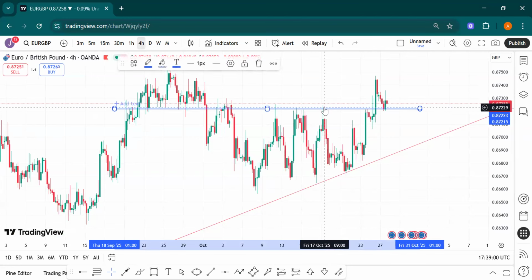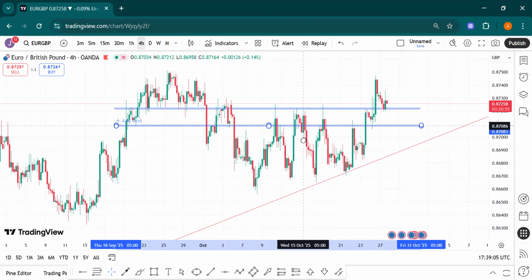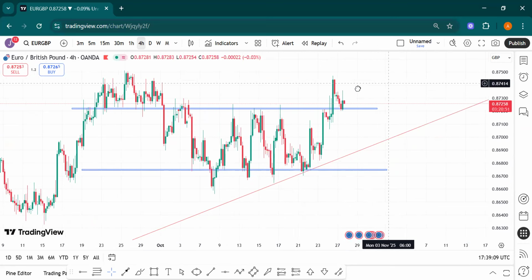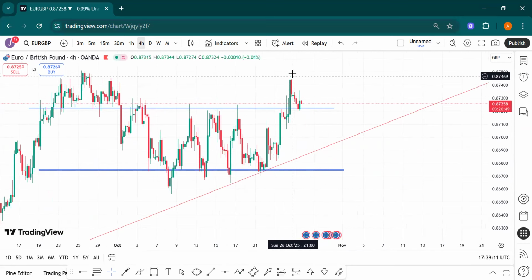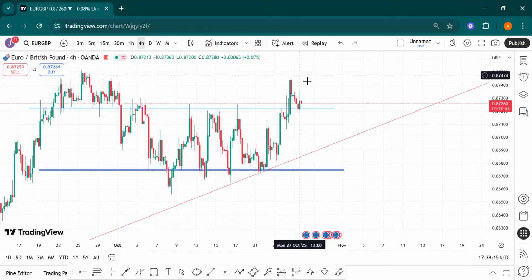So if I pull this way and then I clone what I have here, I can bring it back. So we can see that the market went into like a mini range on the 4 hour time frame. It broke out of the range to give us a new high. Now this was the range, broke out of the range to give us a new high, and price came back to retest the neckline of the range.